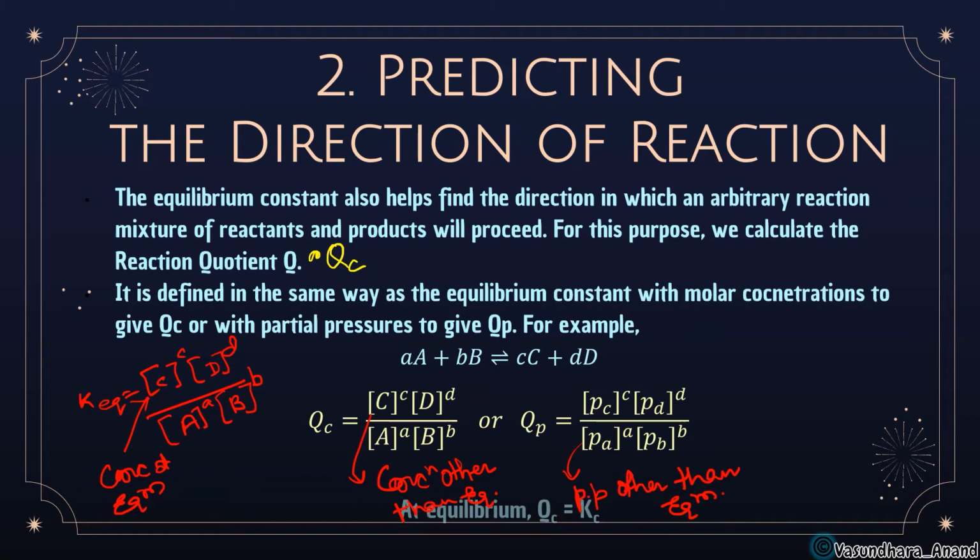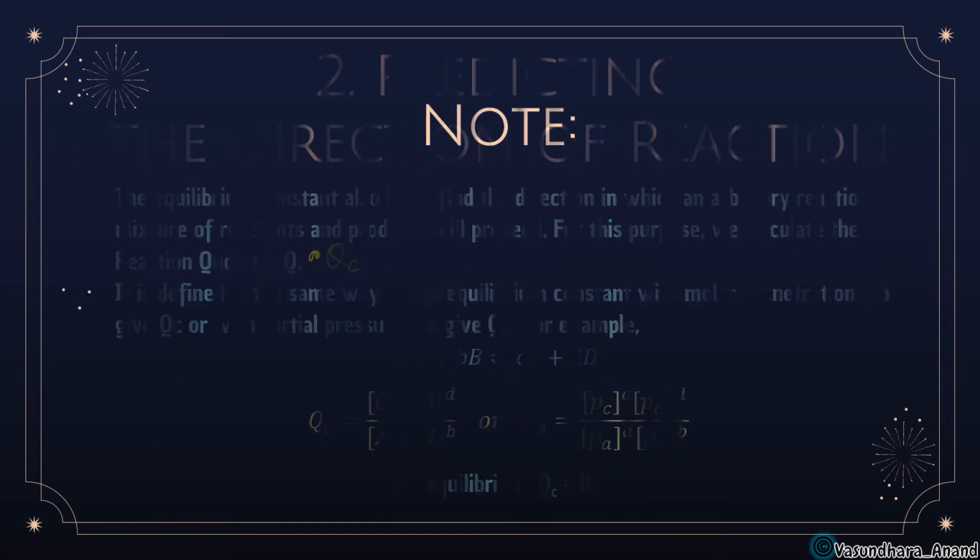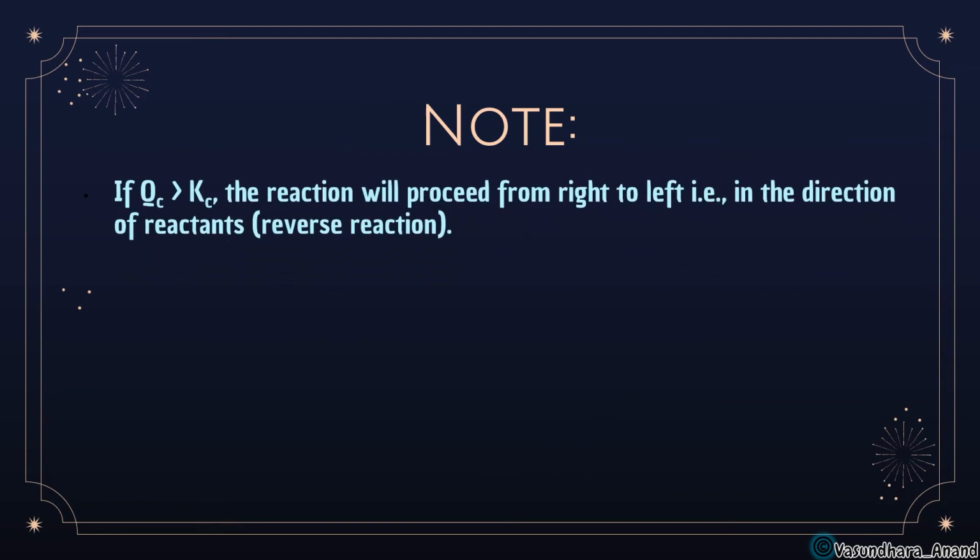Yes. So if we talk about equilibrium, then in that case Qc will be equal to Kc. At equilibrium, whether you write Qc, the reaction quotient, or Kc, the equilibrium constant, both will be the same. So some points to note: if Qc is greater than Kc, then the reaction will proceed from right to left. That means it will move in the backward direction, in the direction of reactant.